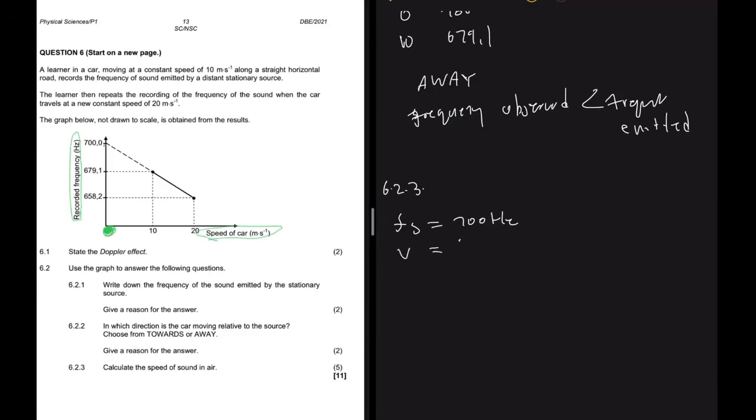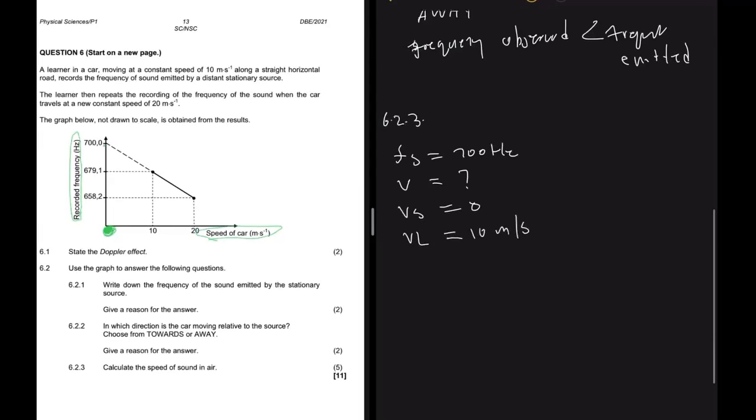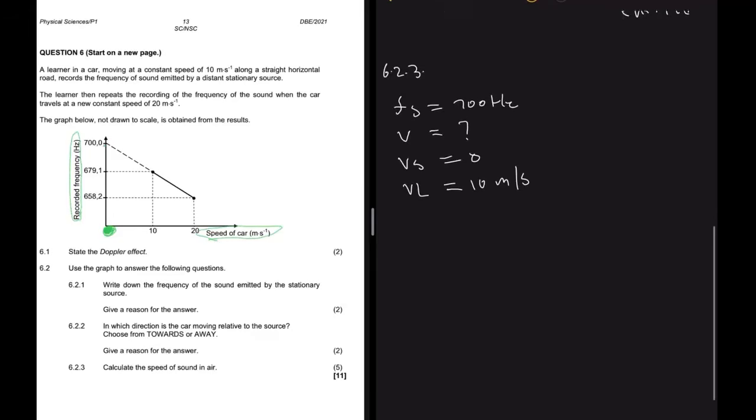The velocity of air is our unknown, right? And the velocity of the source is 0. So the velocity of the listener, now we have to pick one point between the two. It's either we start with 10 or we start with 20. So let's pick 10. So there we have it, 10 meters per second. So on our Doppler effect, we're going to have one missing variable, which is the speed of sound in air. And from that it's just solving the math. So let's go ahead and do that.